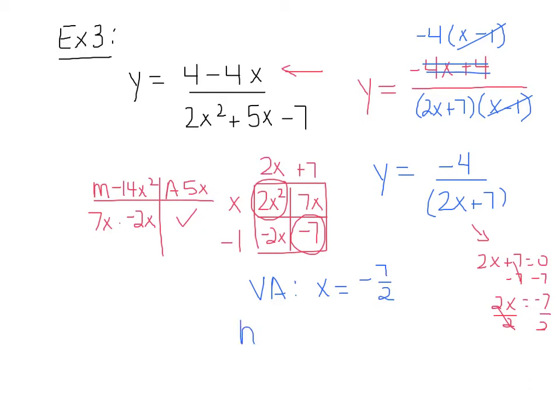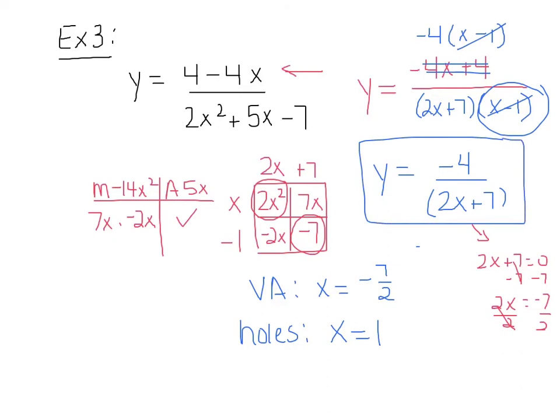My holes, remember your holes come from what was canceled. Well, this is what was canceled right here, so I have a hole at x equals 1. Okay, and so here is your equation, and here are your vertical asymptotes and holes.